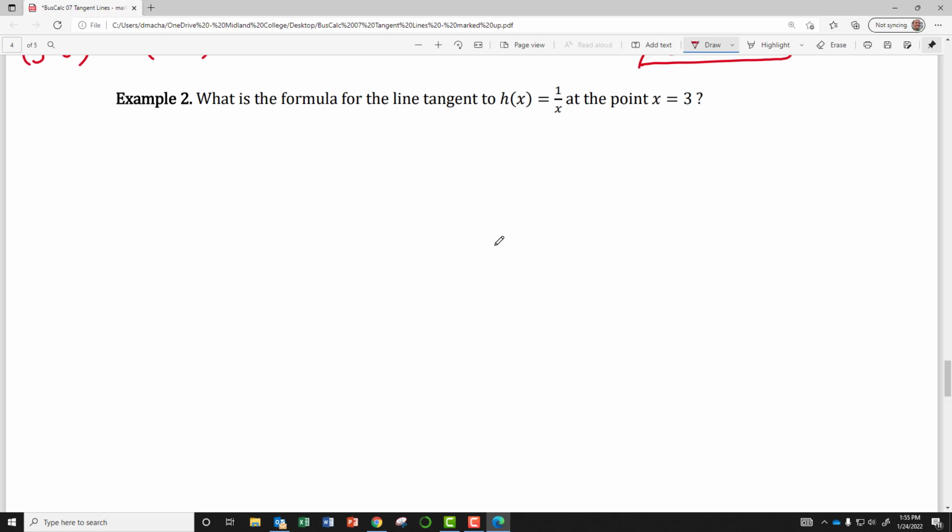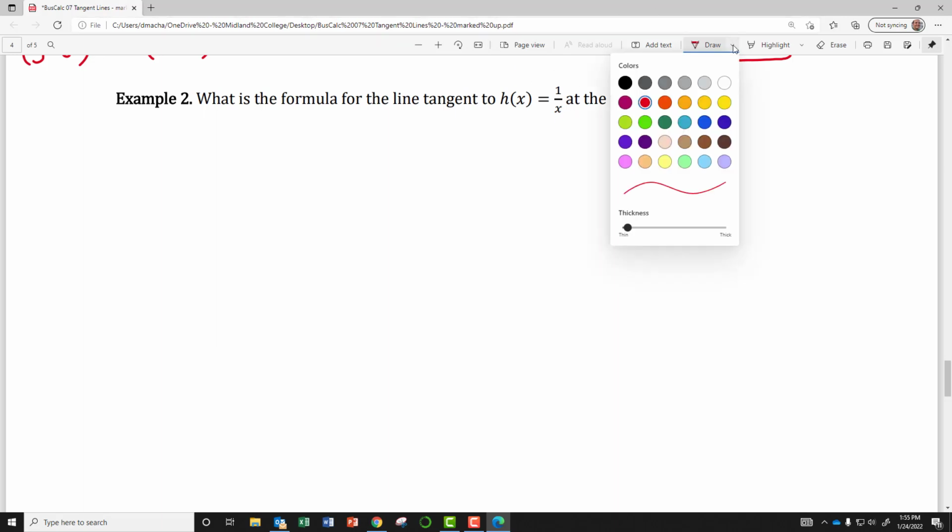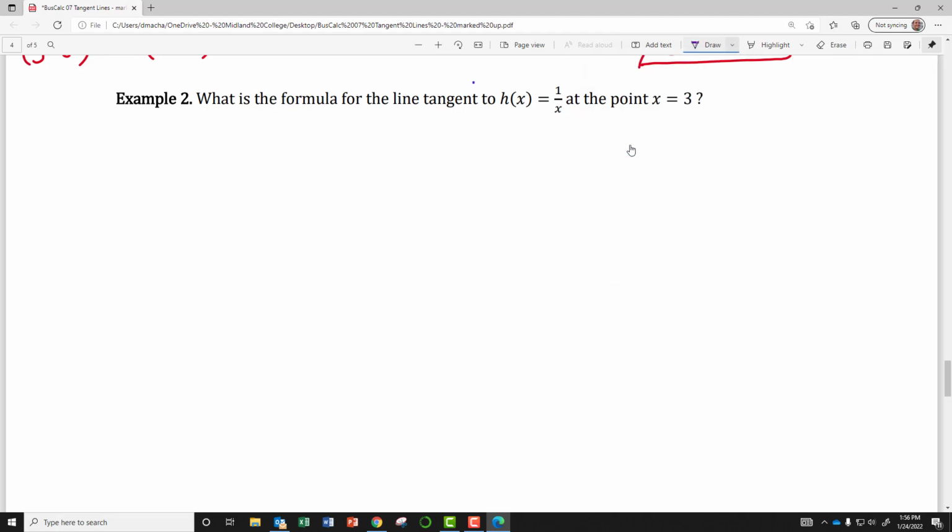Here it says example 2, what is the formula for the line tangent to this function? I actually named this function h, but since we're using lowercase h to talk about a certain value when we evaluate the limit in the derivative, I'm going to change this to just good old f of x instead. So what is the formula for the line tangent to the curve, which is 1/x, at the point x equals 3? So same idea.